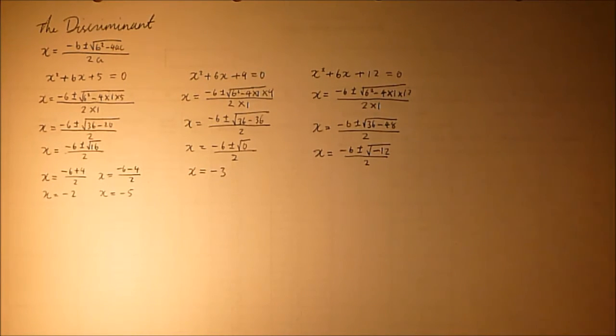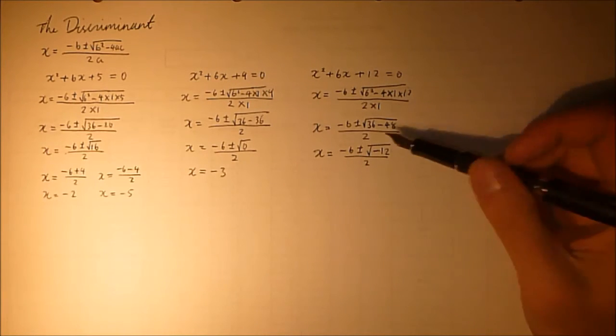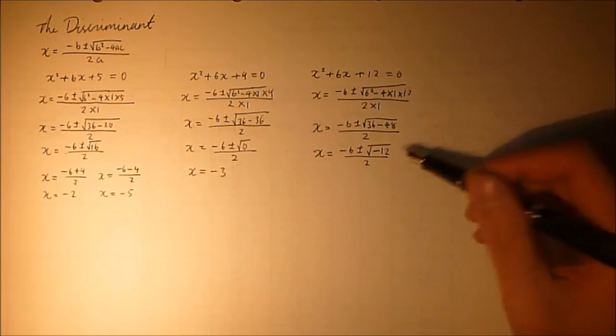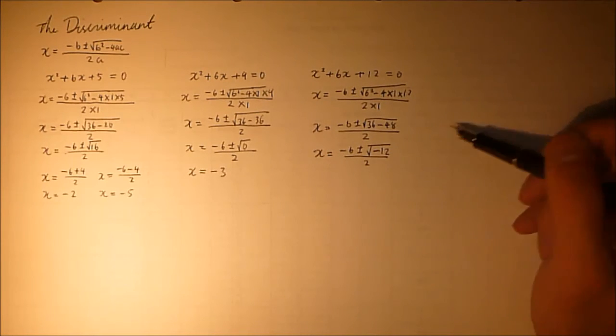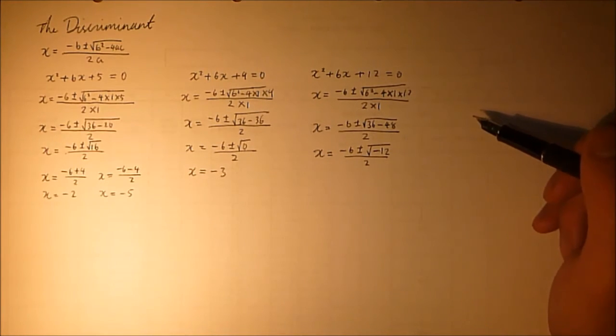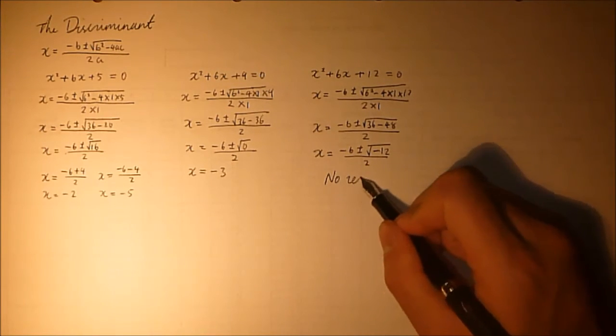Notice here it's a negative number. Recall that if you multiply two negative numbers together, you will have a positive number. And of course, if you multiply two positive numbers, you still get a positive number. So no real number multiplied by itself can produce a negative number. So we don't actually have a real solution for a negative number under the radical sign. So there are no real solutions.